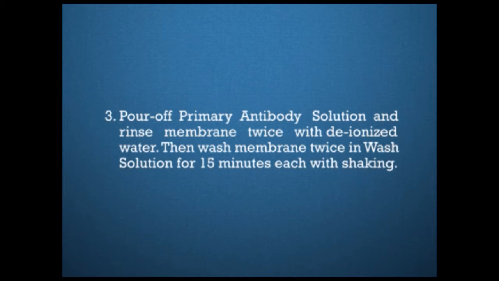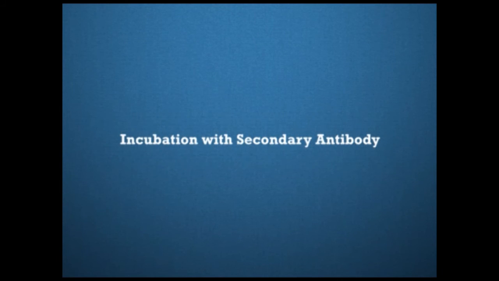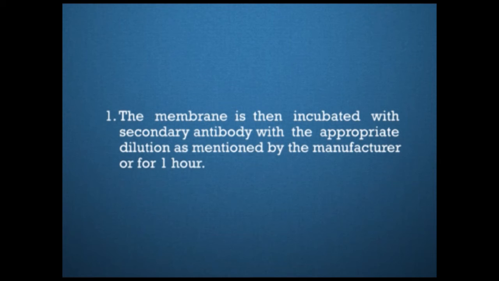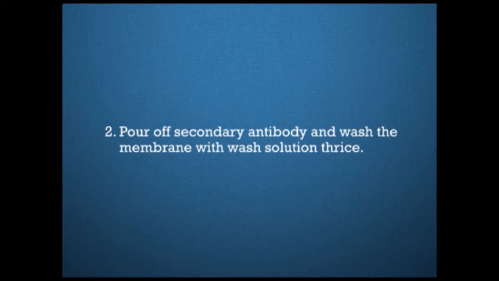This is followed by the next step, which is to pour off the primary antibody solution and rinse the membrane twice with deionized water. Then wash the membrane twice in wash solution for 15 minutes each with shaking. After incubation with the primary antibody, we'll be incubating with the secondary antibody. The membrane is then incubated with secondary antibody at the appropriate dilution as mentioned by the manufacturer, or for 1 hour. Next, pour off the secondary antibody solution and wash the membrane with washing solution thrice.